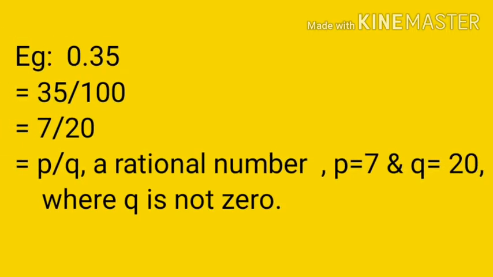0.35 is another terminating decimal. It is equal to 35 upon 100. 5 sevens are 35, 5 twenties are 100, so 7 upon 20, which is in the form of p by q. P is 7, q is 20, both are integers, q is not equal to 0. Therefore, a terminating decimal 0.35 is equal to 7 upon 20, which is in the form of p by q and a rational number.